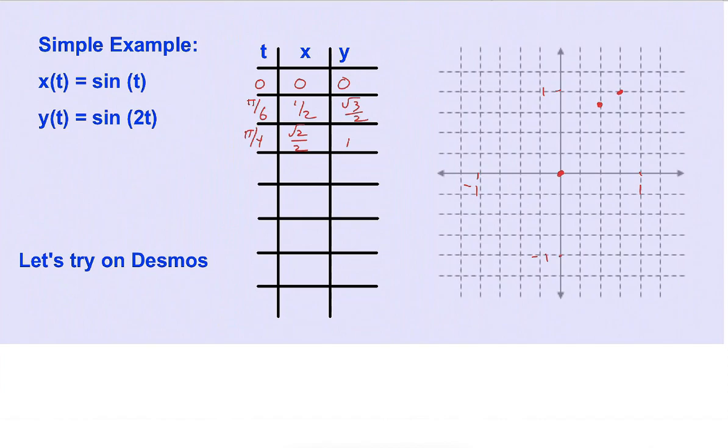And now the x value is still moving forward. If I let a little bit more time go by, up to pi over 3 seconds, my x value has moved forward. And go over to pi over 2, a little bit more time, my x value has continued to move forward. So my x value is still going to the right, but while that's happening, the y value, you'll see, is going down because the sine of 2 pi over 3 is root 3 over 2. And the sine of 2 pi over 2 is 0.